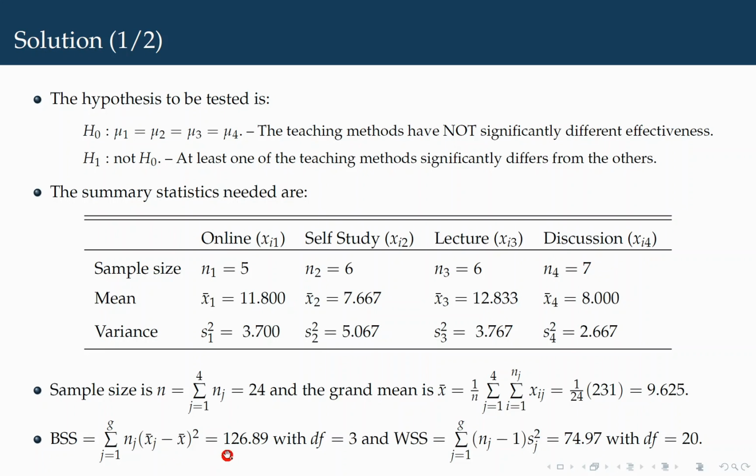This becomes 126.89. Since we have here 4 different groups, 1, 2, 3, 4, the degrees of freedom for the between sum square is 3. Similarly, for the within sum square, since we have these variances, the within sum square is the sum of nj minus 1 times the variance of the j-th group. So the value becomes 74.97, and here the degrees of freedom is n minus g.